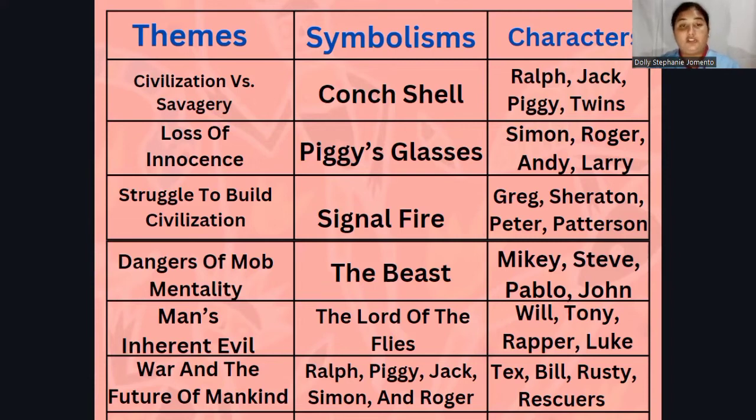Next is loss of innocence. As the boys on the island progress from well-behaved, orderly children longing for rescue to cruel, bloodthirsty hunters who have no desire to return to civilization, they naturally lose the sense of innocence that they possess at the beginning of the novel.